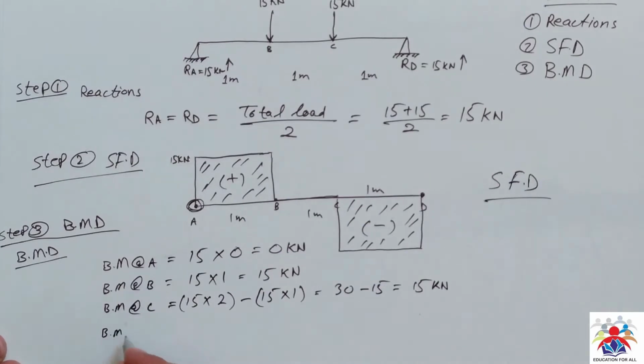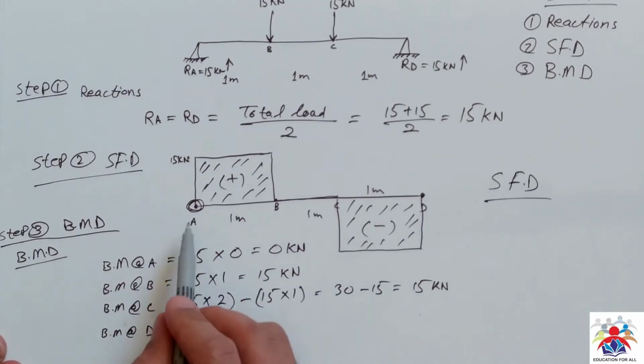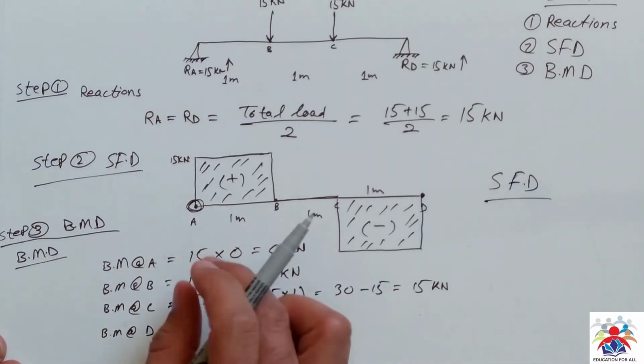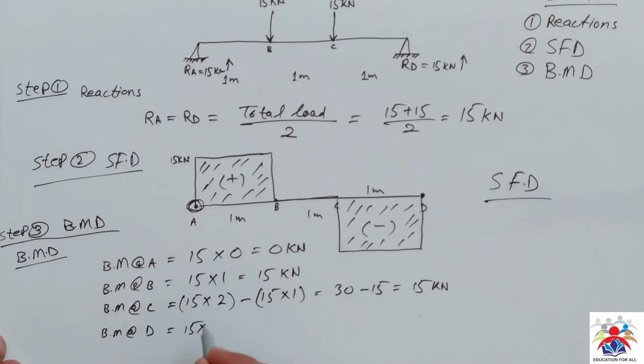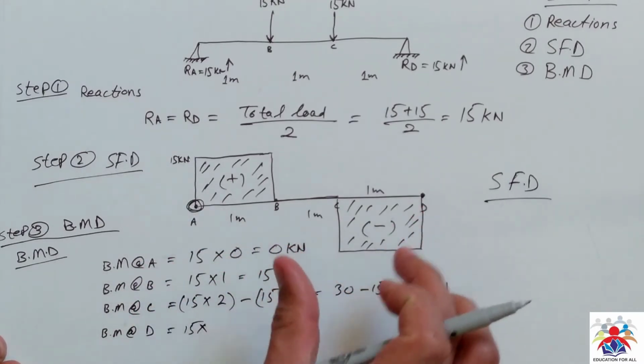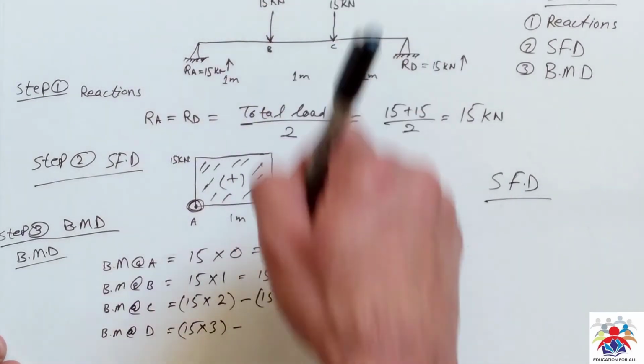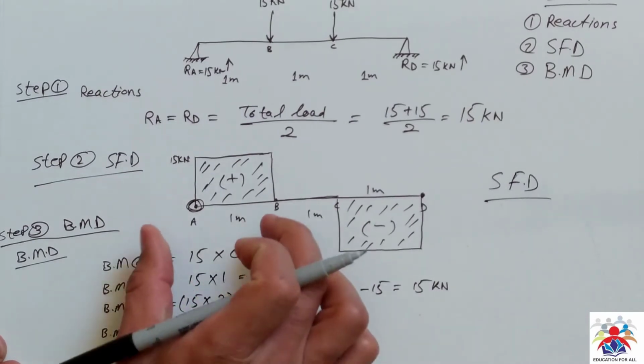Now bending moment at point D. If the value of our bending moment at point D comes as 0, it means our diagram and our calculation are correct. Let's find out. Okay, so start from the beginning, from point A till point D, step by step. So 15 is at point A, this is our force. To get to D, the distance is 3 meters. Then minus 15 kilonewton. So this part is finished.